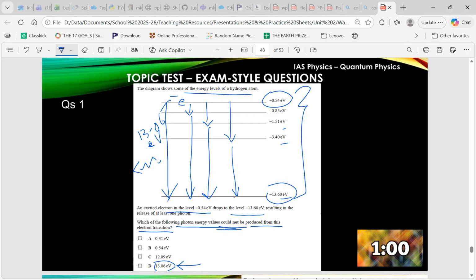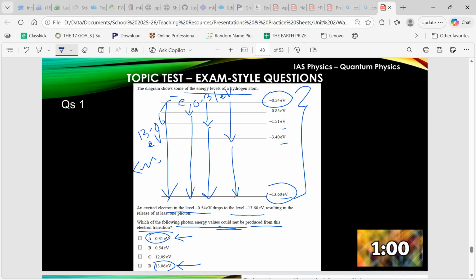Now for the second transition, let's say when it jumps from 0.54 level to 0.85 level, I can find the difference between 0.54 and 0.85 by doing bigger minus smaller, 0.85 minus 0.54, and I get a value of 0.3 eV. So in case the transition is a two-step transition, 0.3 eV is also one of the answer options. So it can be totally produced. It cannot be the correct answer here.